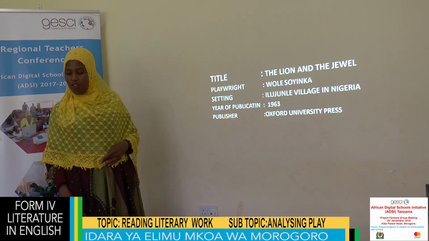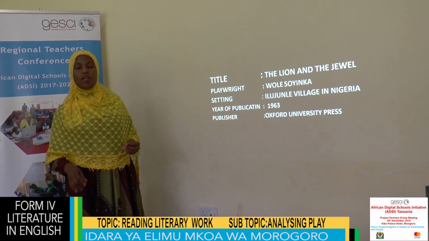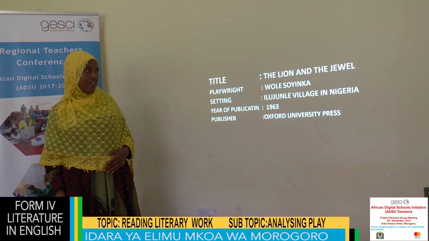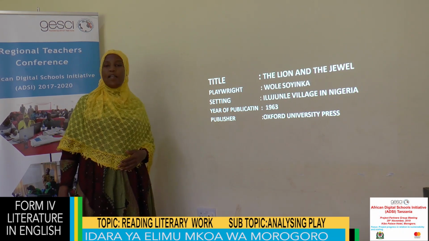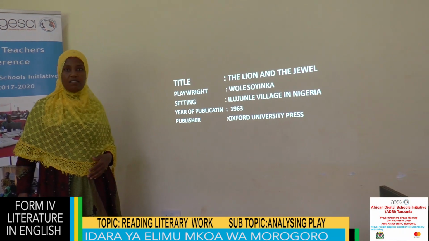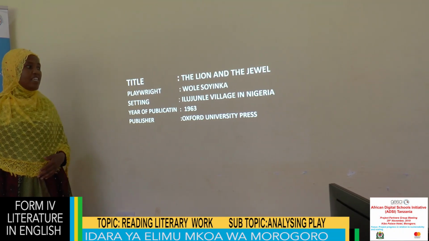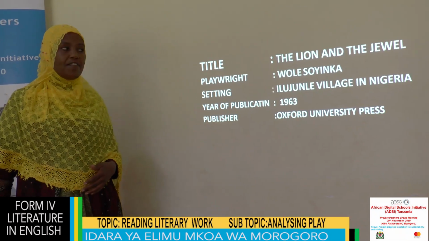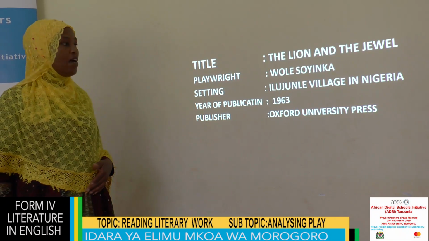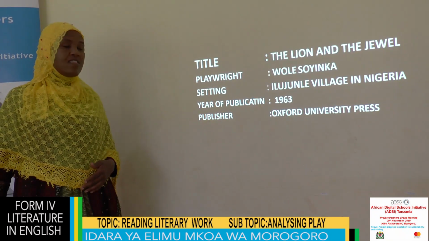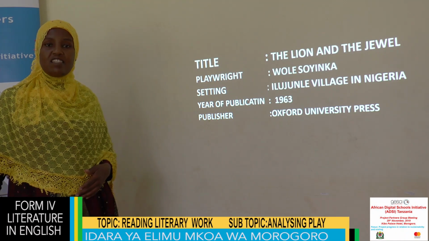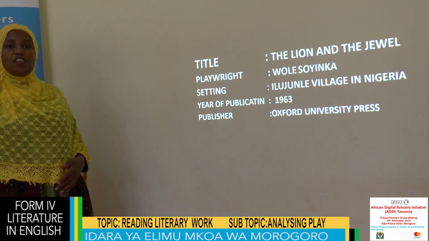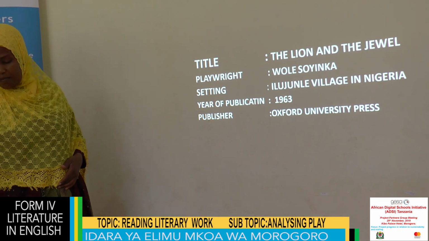Now, let us go directly to the particular play that I'm going to discuss with you today. The title of the play is The Lion and the Jewel. This play has been written by Wole Soyinka. The setting is Ilujule village in Nigeria, in West Africa. The year of publication is 1963, and the book has been published by the Oxford University Press.